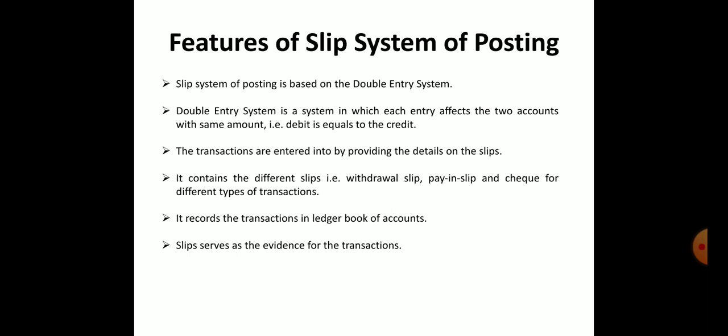So what are the features of the slip system of posting? The slip system of posting is based on the double entry system. The double entry system is one in which all entries affect two sides, one is debit, another is credit, meaning all debits are equal to all credits. The transactions are entered by providing the details on the slip. We will get the details of the person who is depositing or withdrawing the money.